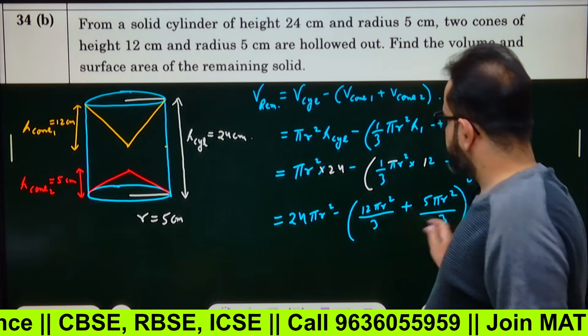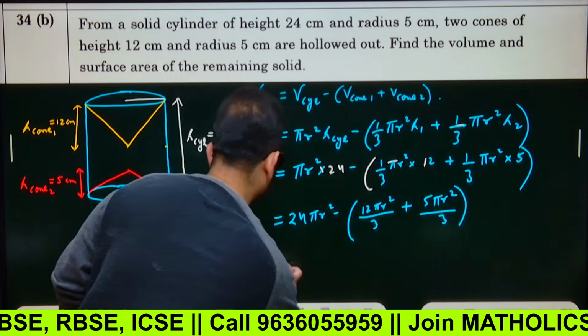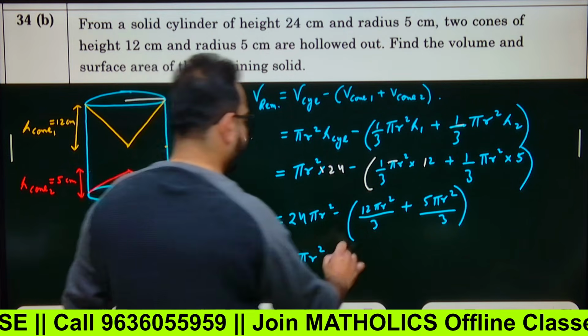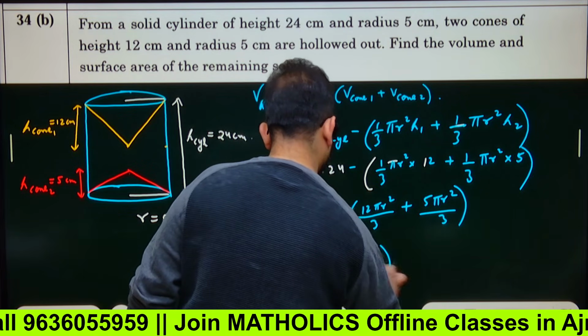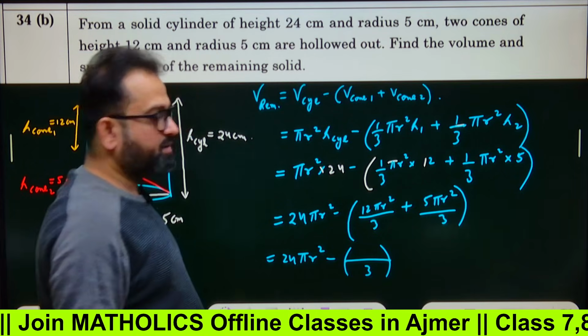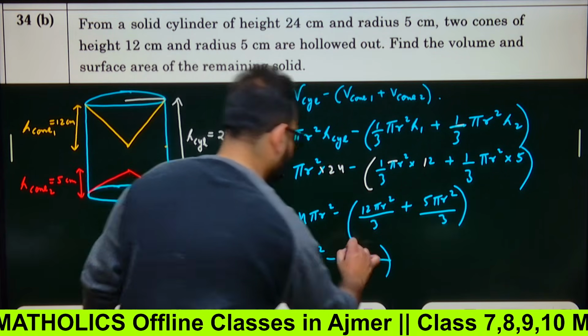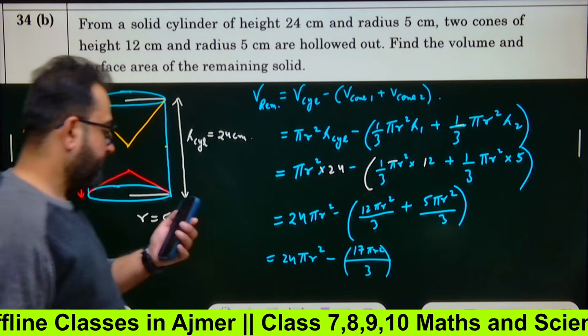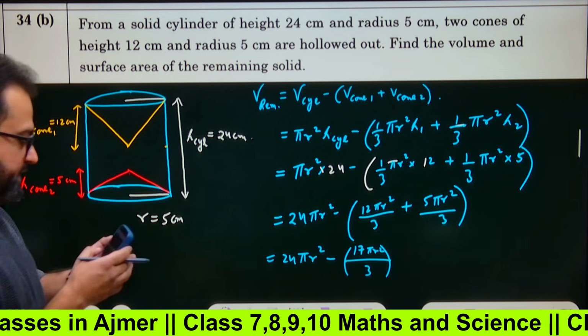So when you take LCM, it is 24 pi r square minus. If LCM is 3 on the denominator, this will get added as 12 pi r square plus 5 pi r square. So it is 17 pi r square. Got this point? Just you work in pi r square, that's it.